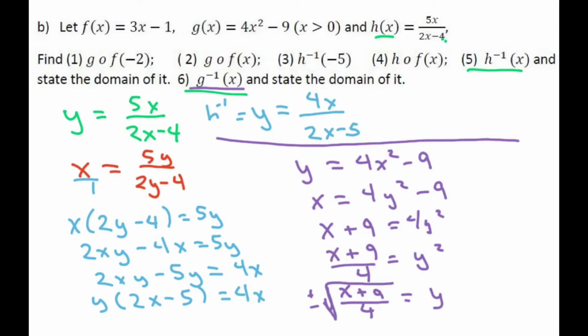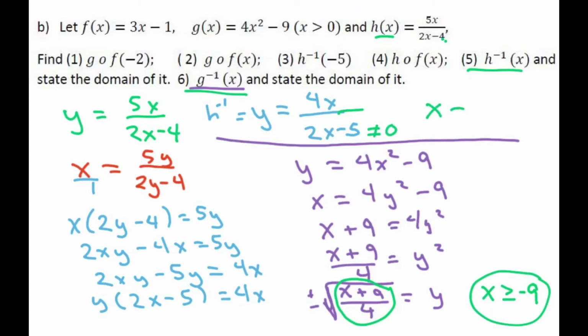Now what we need is this quantity inside here to be greater than or equal to 0. So basically x has to be greater than or equal to negative 9, because you can't have a negative inside the radical when we're talking about real numbers. So that's your domain. This one we forgot to state the domain. On this one, the denominator can't be 0, so you set this, that can't be 0. So x cannot be 5 over 2. All right? So there's your domains, and now all we have to do is 1, 2, 3, and 4.